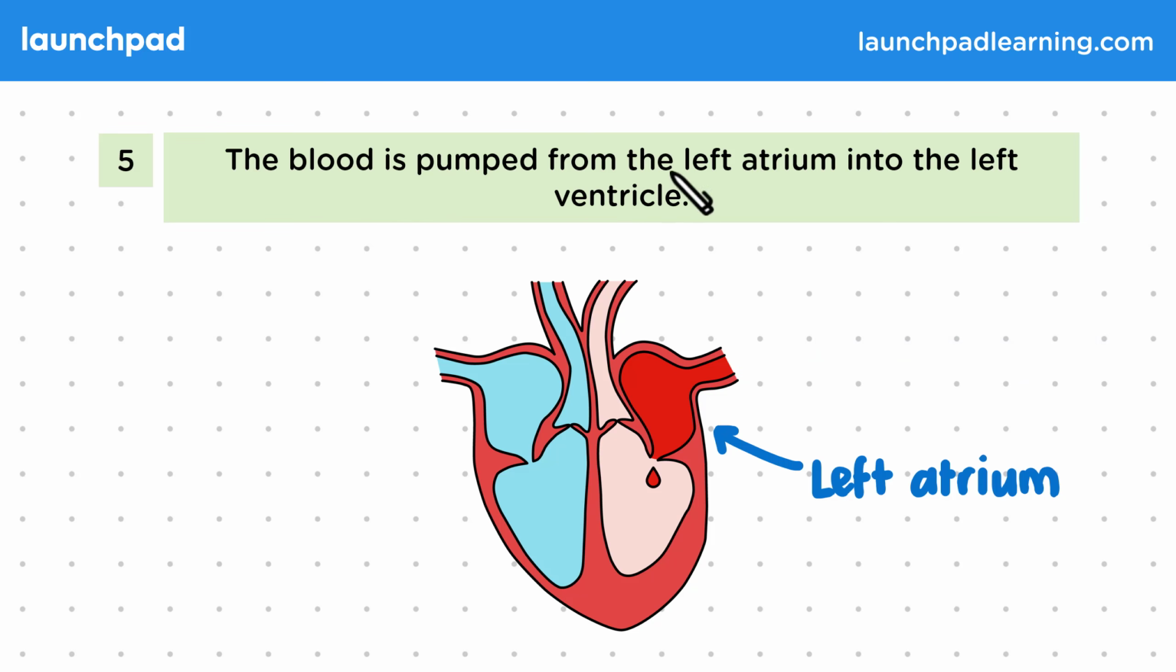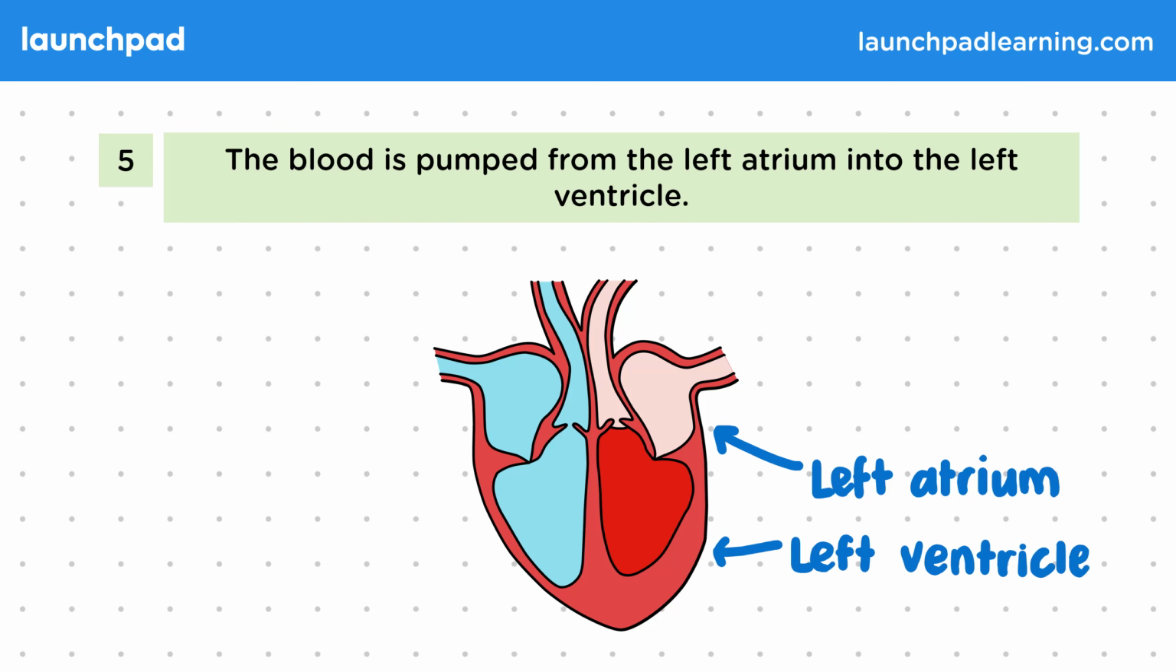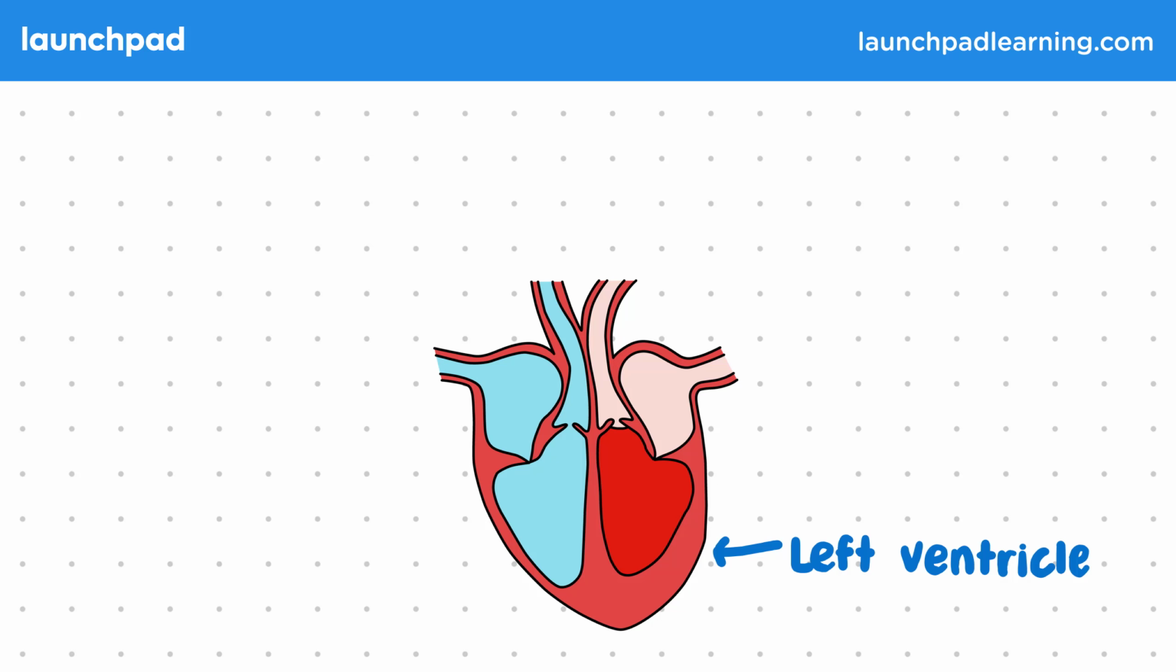Next, the blood is pumped from the left atrium into the left ventricle. Again, the blood moves past the valve and into the left ventricle. Once again, you don't need to know the names of the heart valves. Finally, let's look at where the blood travels to when it leaves the left ventricle.